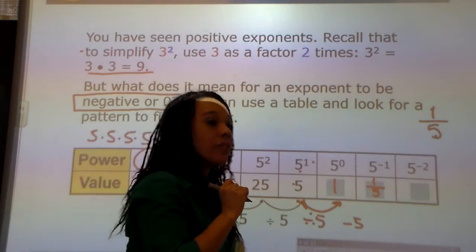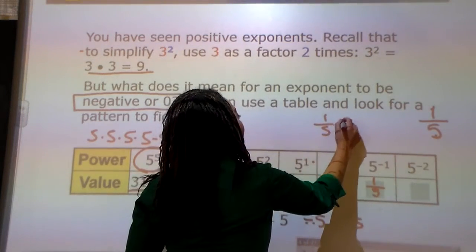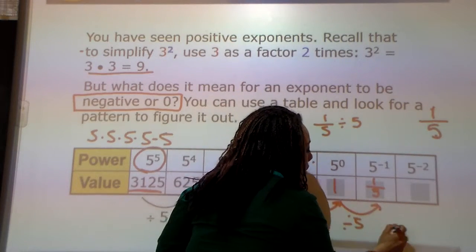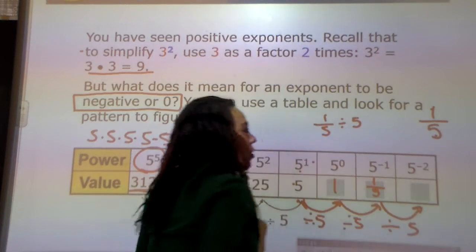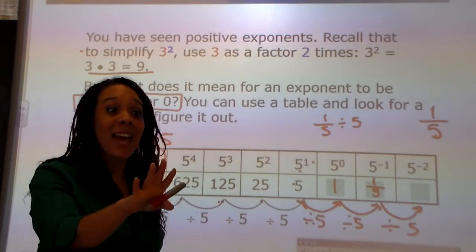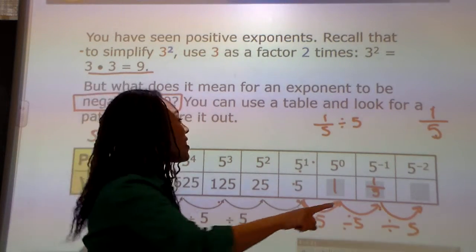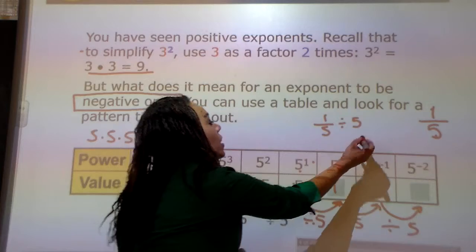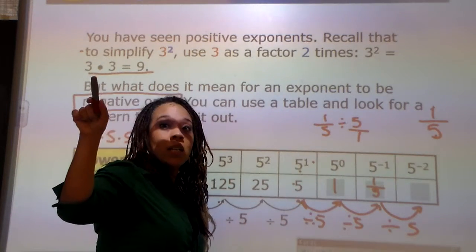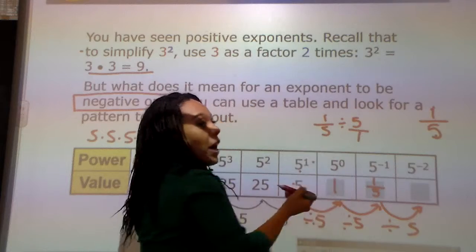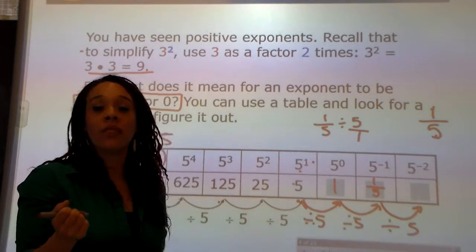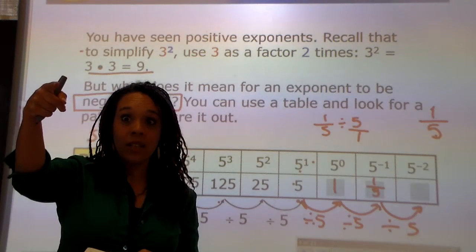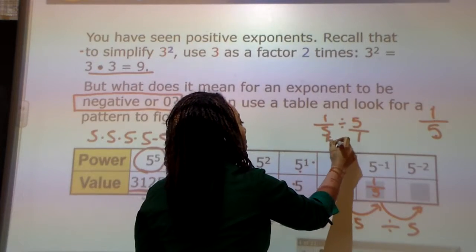Now, 1 over 5 divided by 5. If we divide by 5 again, now what is it? Not 1 over 10, but I like where you were thinking because it's so close. So when we divide, 1 over 5 divided by 5 looks like this. We make that a fraction. Can we divide fractions? We do not divide fractions. We have to multiply by the reciprocal. Keep, change, flip.